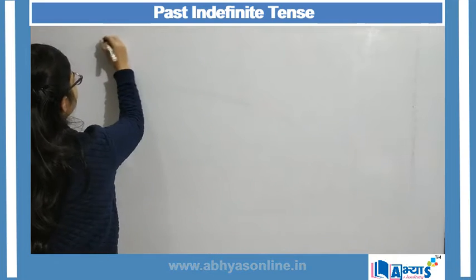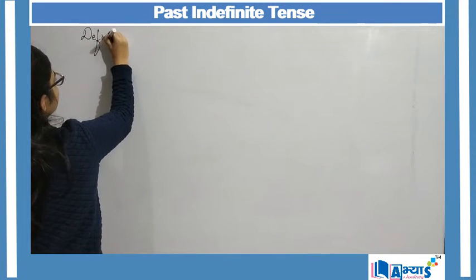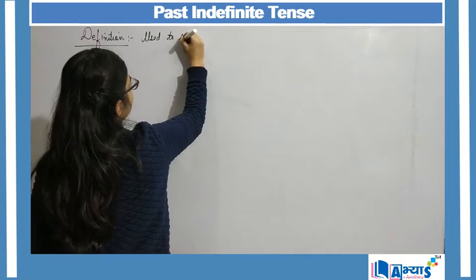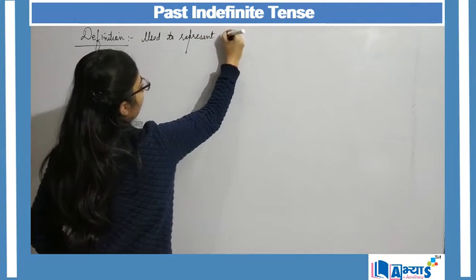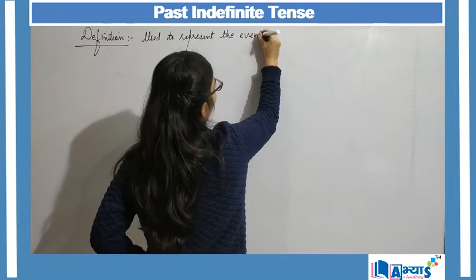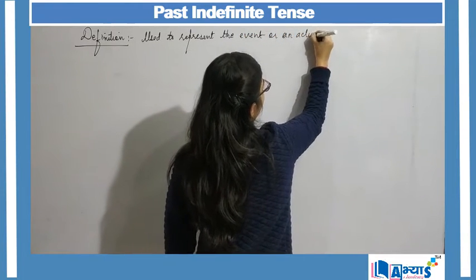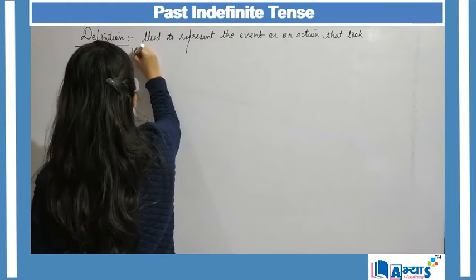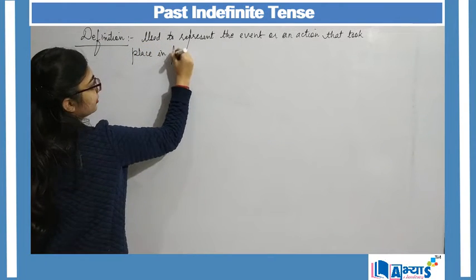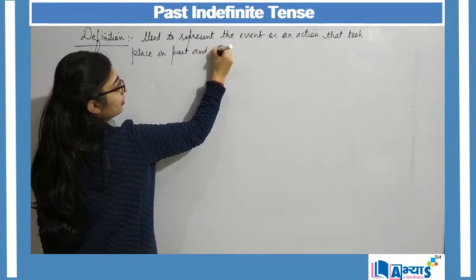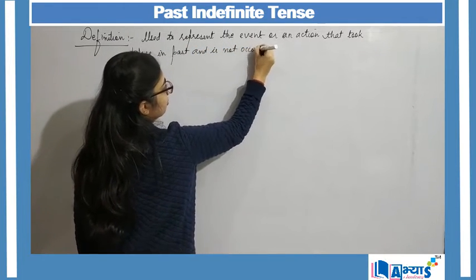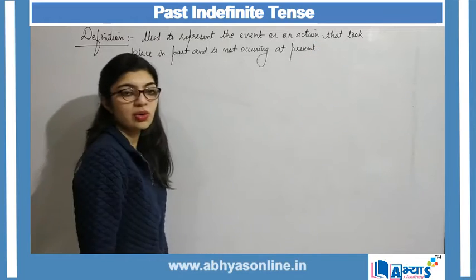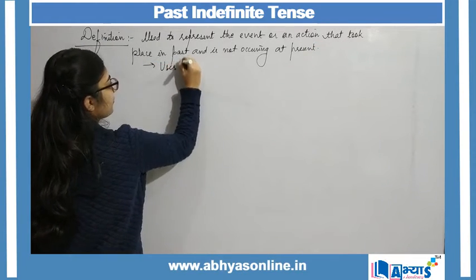So, the definition of past indefinite will be: used to represent the event or an action that took place in past and is not occurring at present. Also, it uses the past form of verb.